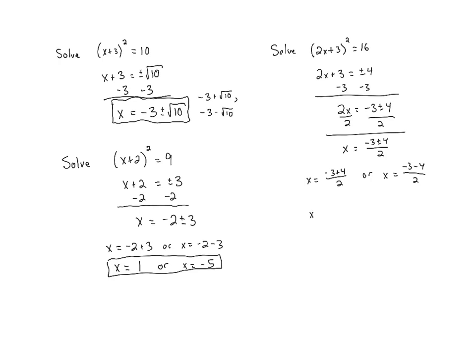Let's finish here. In the first one, negative 3 plus 4 is 1, so we end up with x = 1/2. Or, in the second one, negative 3 minus 4 is negative 7, so our other solution is x = -7/2.